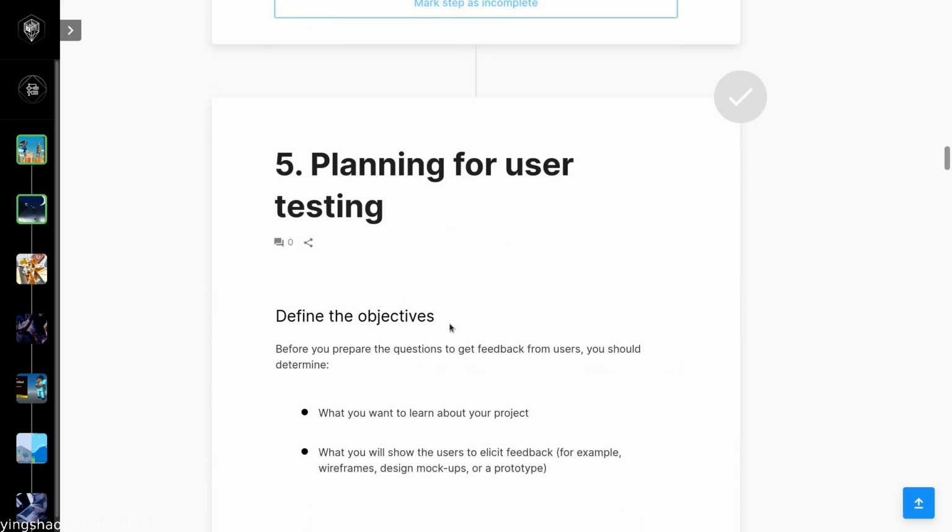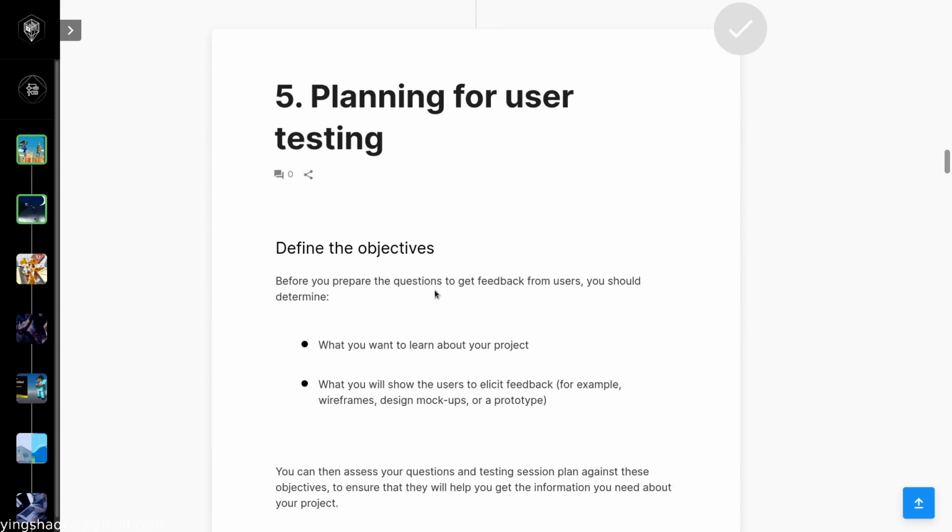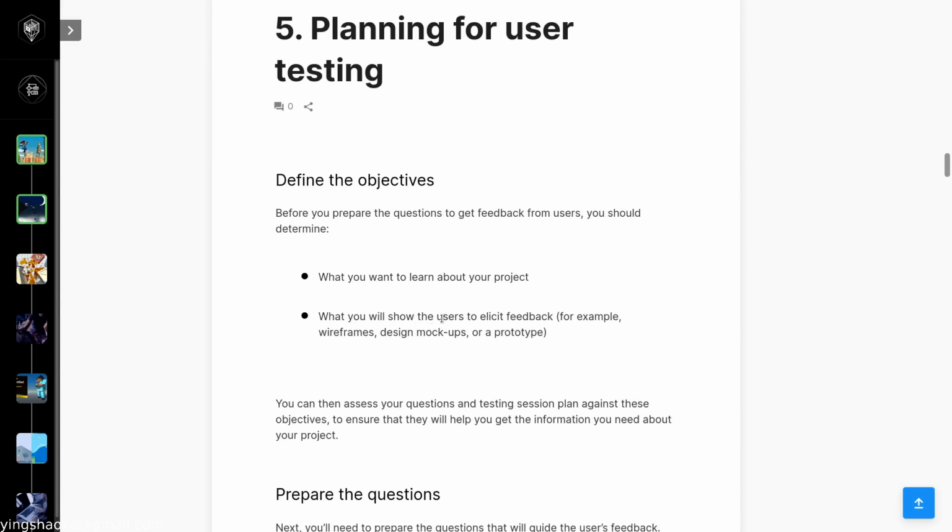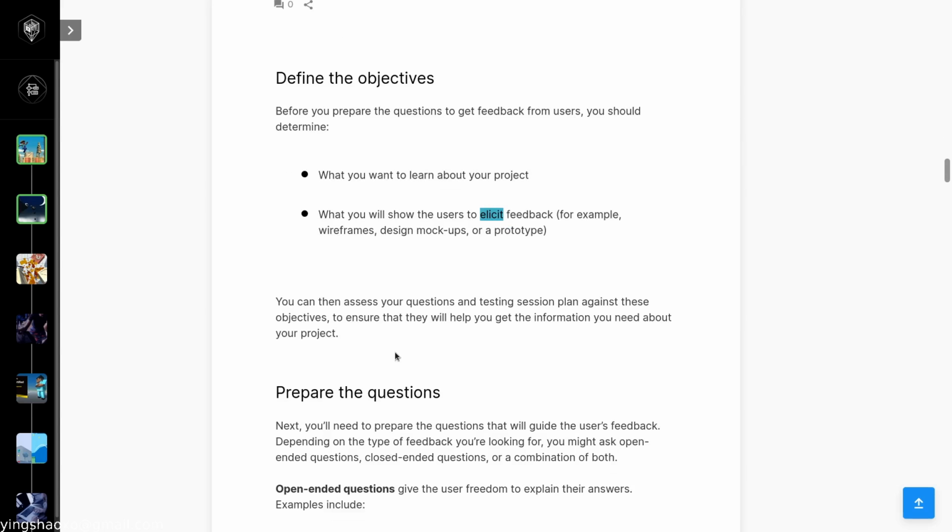Define the objectives. Before you prepare the questions to get feedback from users, you should determine what you want to know about your project, and what you will show the users to elicit feedback. For example, web forms, design markups, or a prototype. You can then assess your questions and testing session plan against these objectives to ensure that they will help you to get information you need about your project.